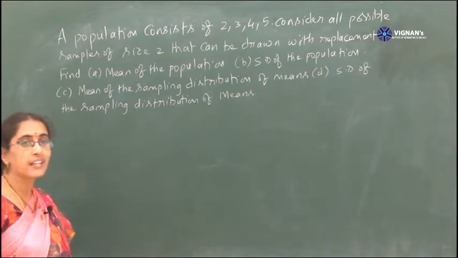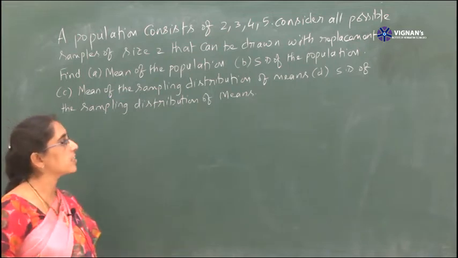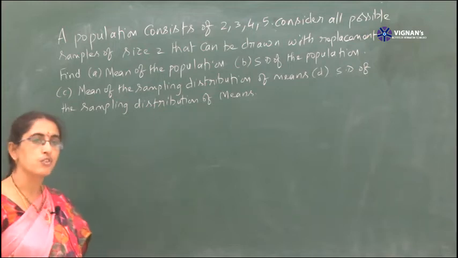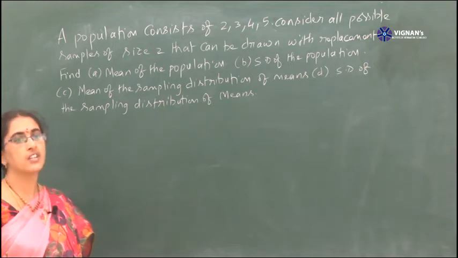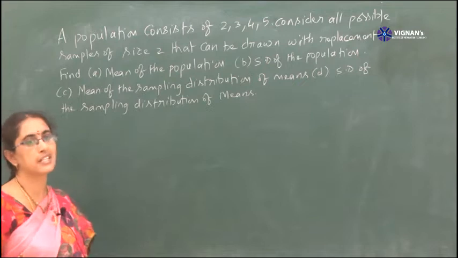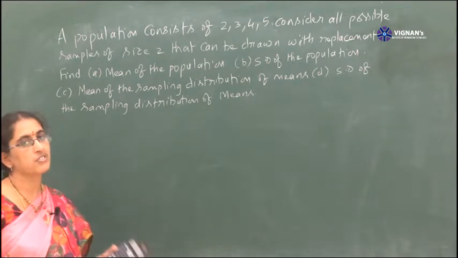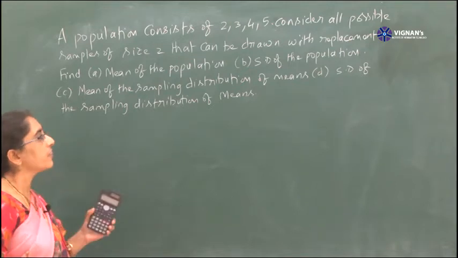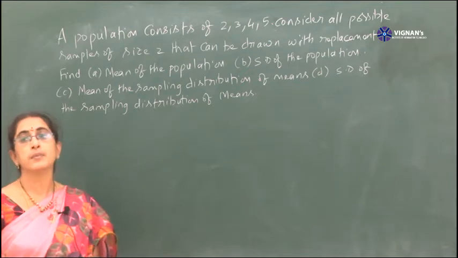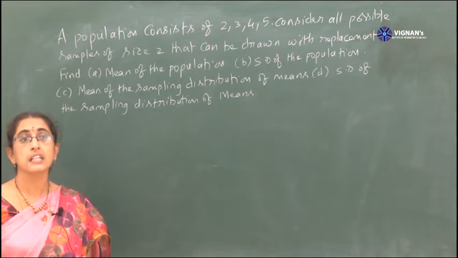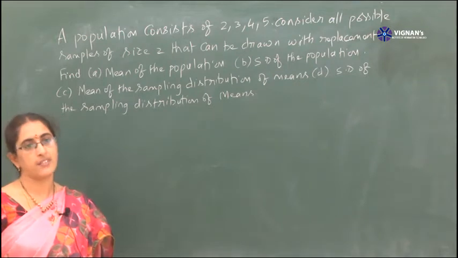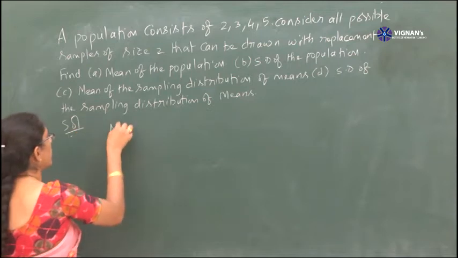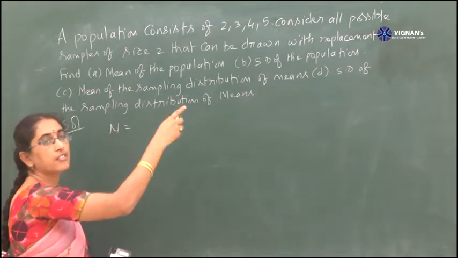Then find the mean of the population, standard deviation of the population, mean of the sampling distribution of means, and standard deviation of the sampling distribution of means. To find that, definitely we have to use the calculator here. We know that we can draw a sample from the population with replacement in capital N power small n ways. If you consider the solution here, the population is 2, 3, 4, 5.